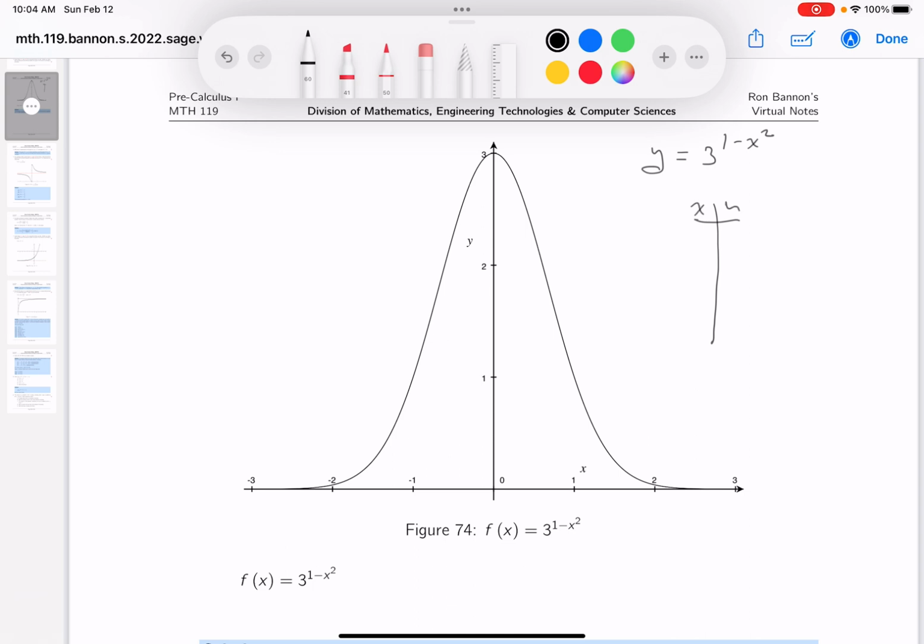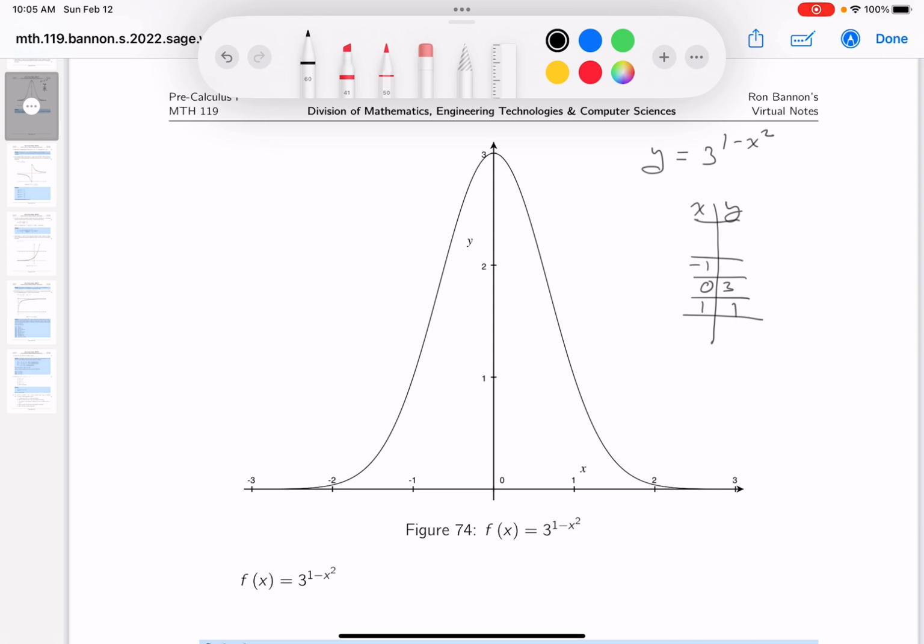So I'd say x, y. I'd say one easy value to evaluate would be 0. And if you put 0 down, what are you going to get? Number 3. And then I would probably say, oh, gee, let's try 1. Now, if you tried 1, this is for x, you'd get 1 minus 1, which is 0. And 3 to the 0 is going to be 1. That's pretty simple.